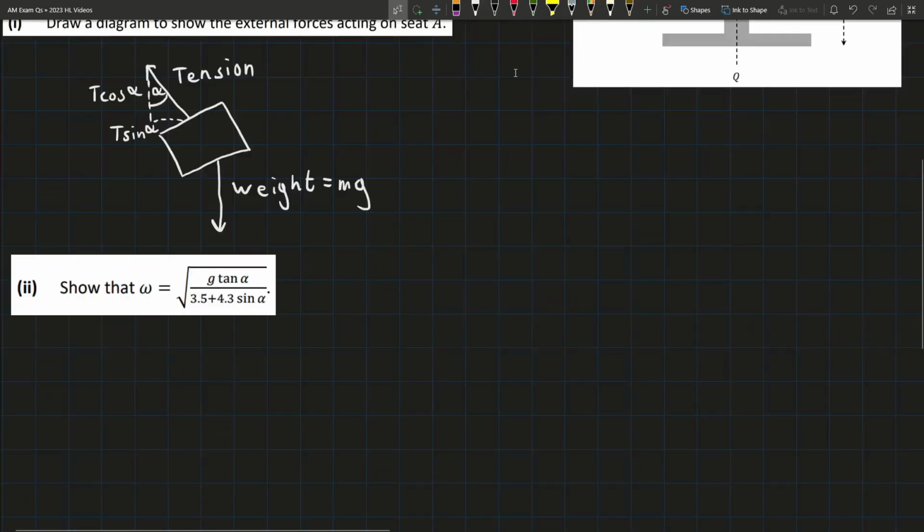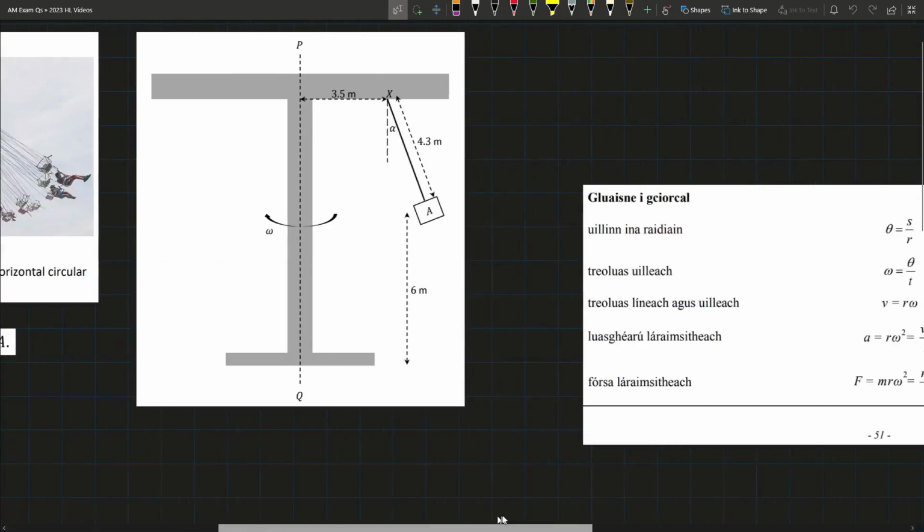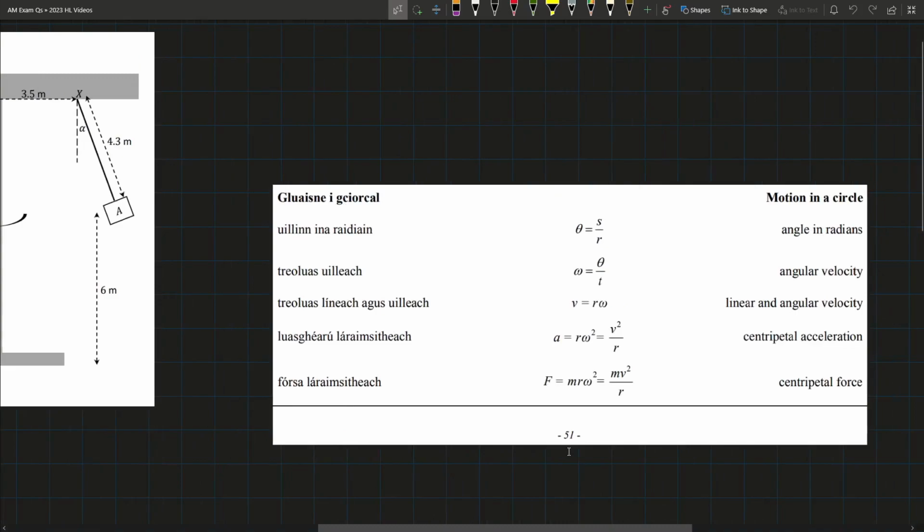Now, part 2 is a bit of a mouthful, but it says to show that omega is the square root of g tan alpha over 3.5 plus 4.3 sin alpha. I'd say this probably scared a lot of people off, but it's actually not that bad. In order to utilize this, first of all, we're going to need to know the equations for circular motion, the formulae. And they're all on page 51 of the Formulae and Tables book.